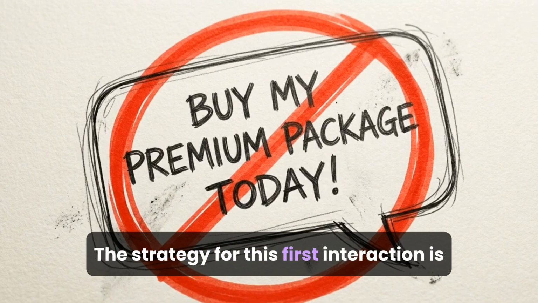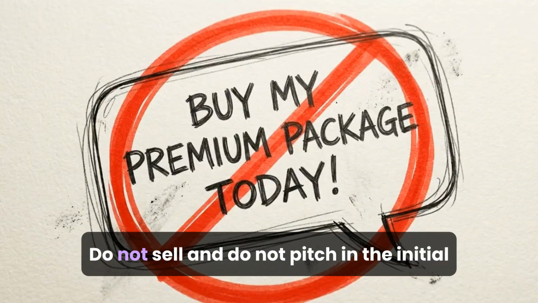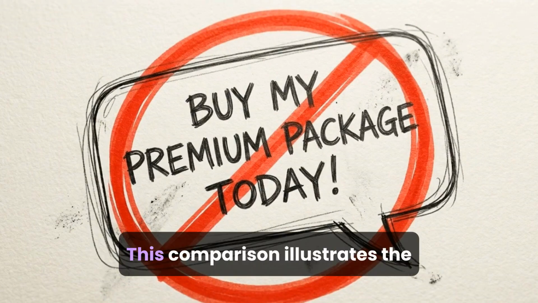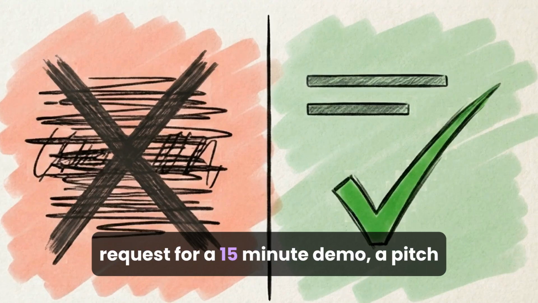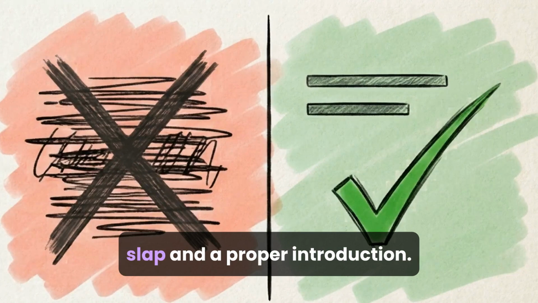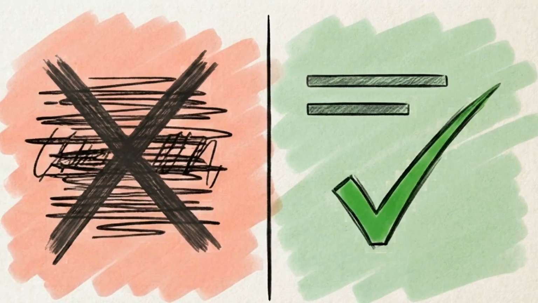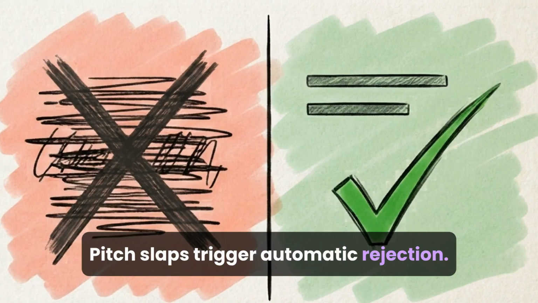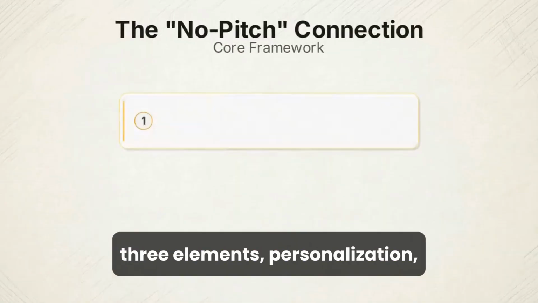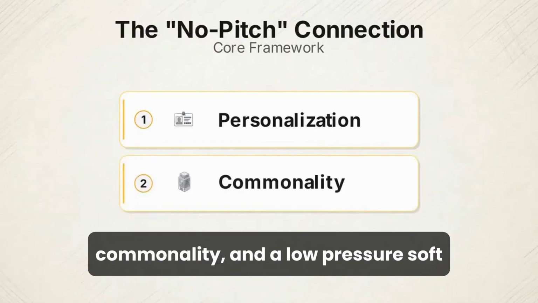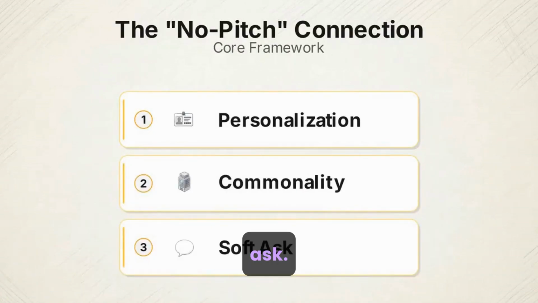The strategy for this first interaction is clear. Do not sell and do not pitch in the initial connection request. This comparison illustrates the difference between an immediate request for a 15-minute demo, a pitch slap, and a proper introduction. Pitch slaps trigger automatic rejection. To get your request accepted, you need 3 elements: personalization, commonality, and a low-pressure, soft ask.